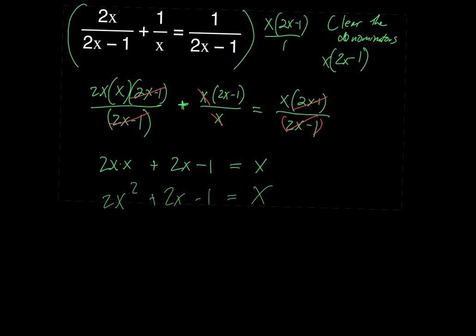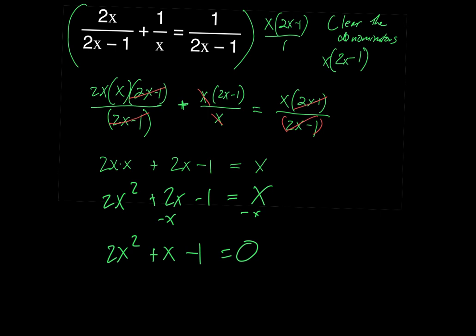I have a quadratic. To solve quadratics, first thing I have to do is set my quadratic equal to 0, which means I need to move this x to the other side. I'll have 2x squared plus x minus 1 equals 0. And then I can do completing the square, quadratic formula, factoring, or if I recognize that it's a special form, I can do that too.